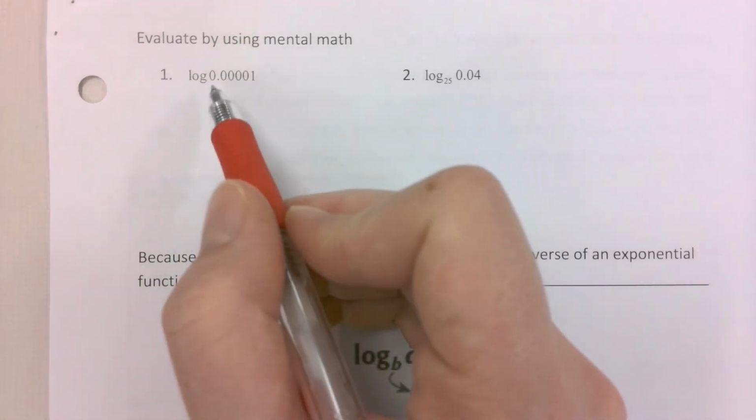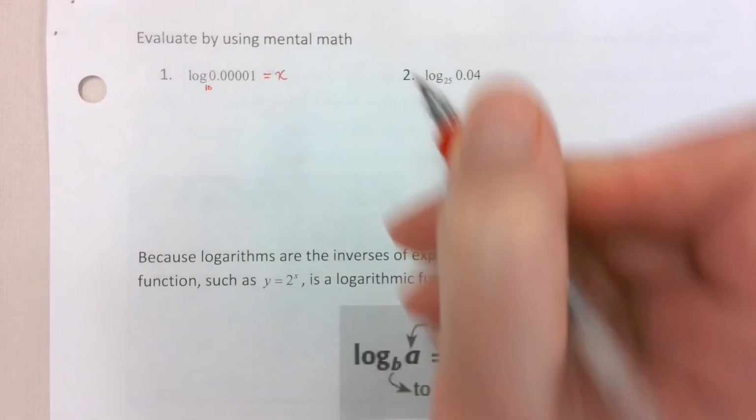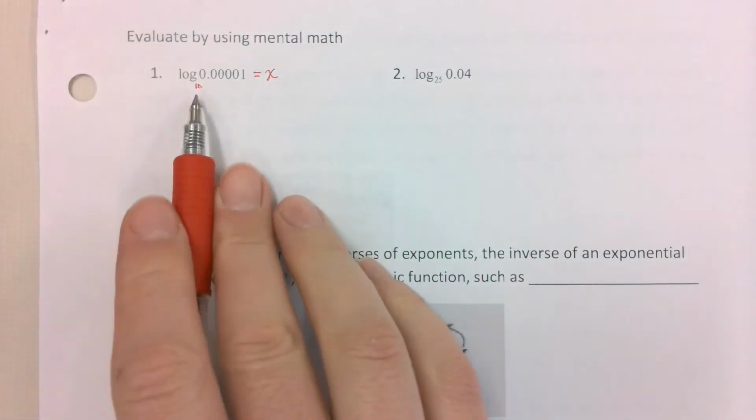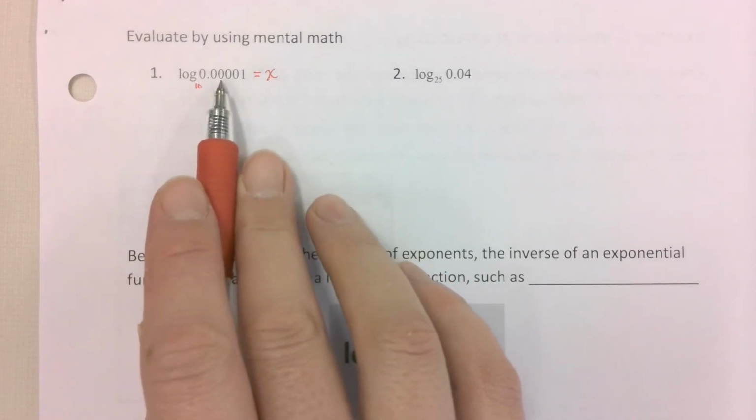So if we read this, first of all, it's base 10, and I'm going to set it equal to x. I always want all three parts. I think that's really helpful. So even though we know it's base 10, I like to fill that in. There's my base. It's equal to x. There's what I'm taking the log of.